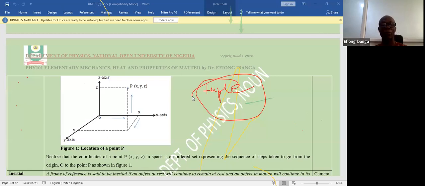What I mean here is that in order to get to point P, you move first along X from the origin this way, then parallel to Y along this direction, and then parallel to the Z direction, always in that order. It's a set in the sense that I enclose it in brackets and separate all the elements with commas. Take note of that. This is how it is represented. So realize that the coordinates of point P, x, y, z in space, is an ordered set representing the sequence of steps taken to go from the origin O to point P as shown in the figure. I hope you understand what I've done there.